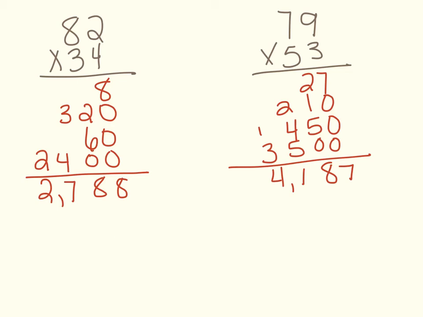On the example on the right, 3 times 9 would be 27, and 3 multiplied by 70 would be 210. I move over to the tens place on the bottom factor, and I have 50 multiplied by 9, which would be 450. And then the tens multiplied by the tens, 50 times 70, would give me 3,500. Adding those together, 4,187.